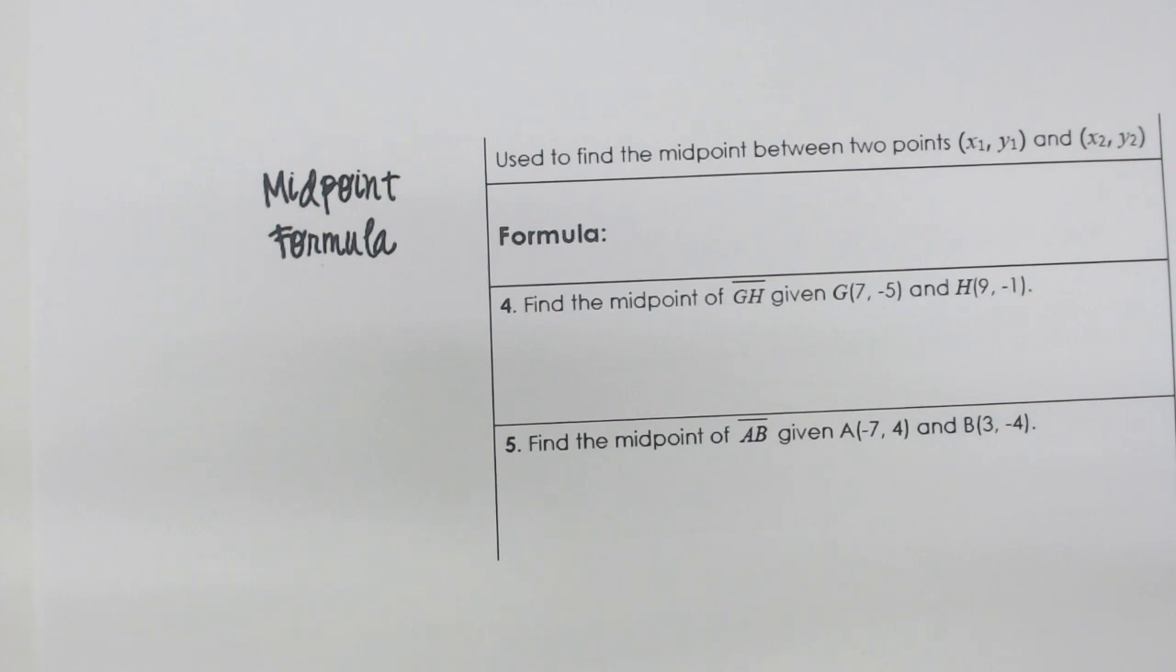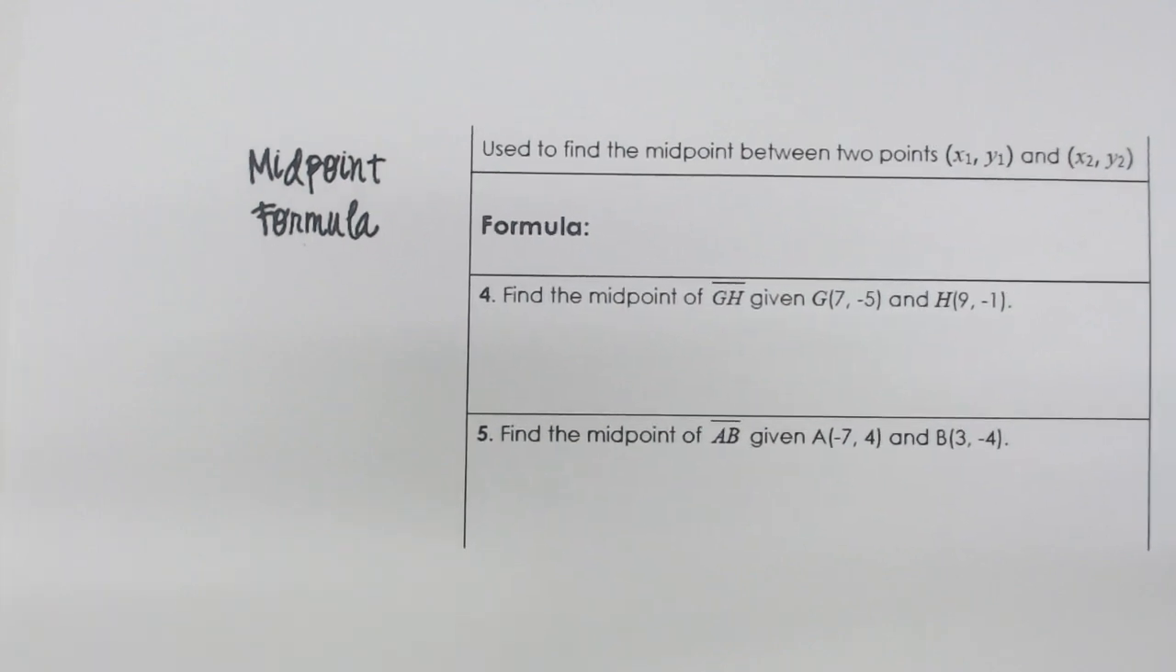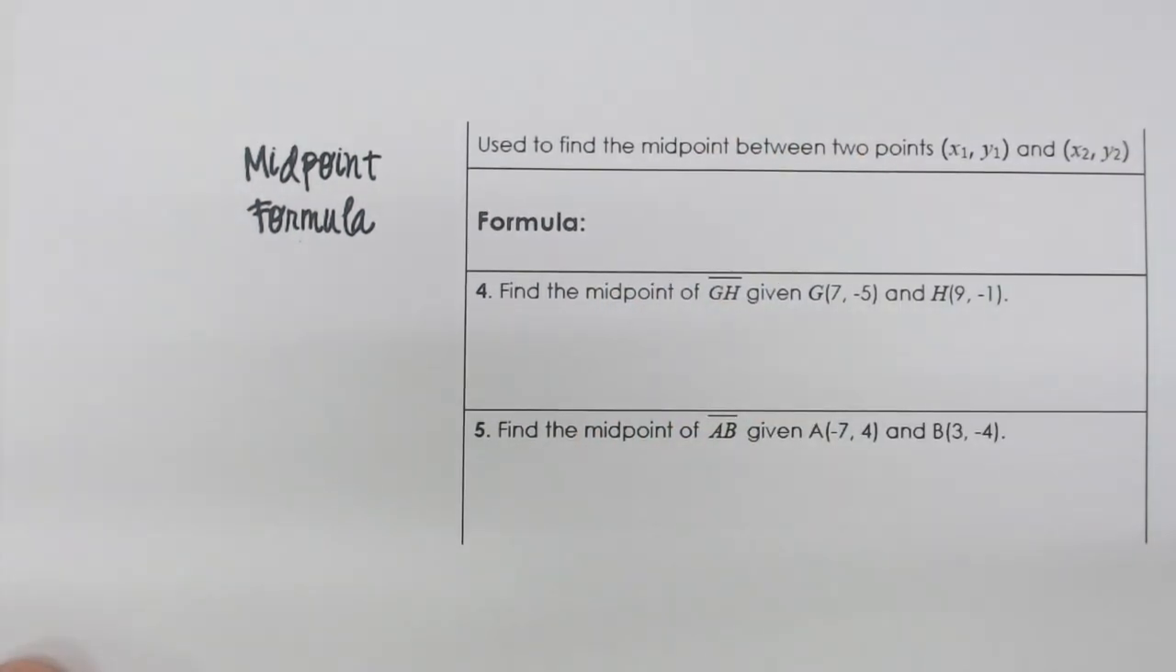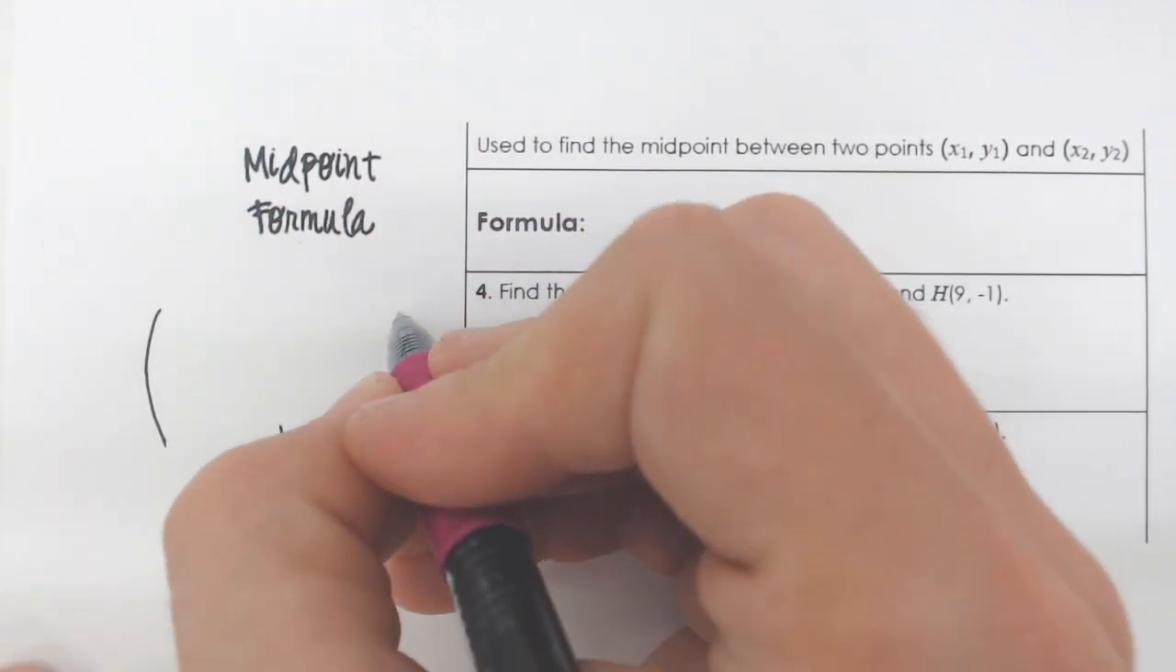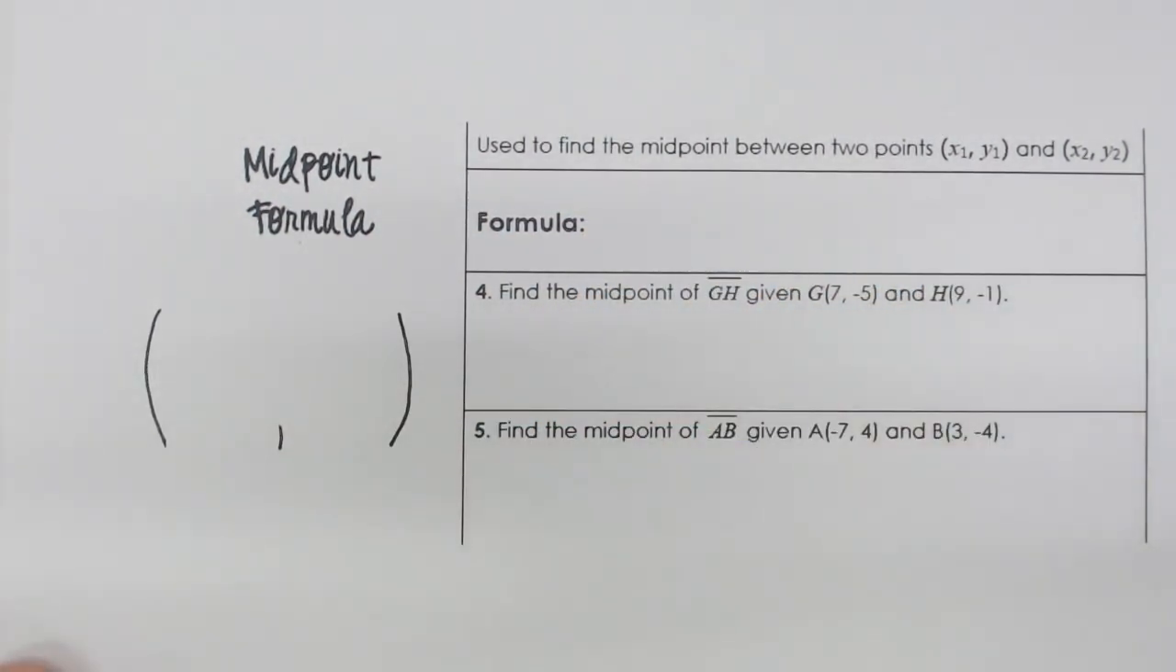Now the midpoint formula looks really big, but it is not big, okay? So don't panic when you see this thing. In fact, it's so big I'm going to write it over here, okay? The key to the midpoint formula is to realize that it is a point. So it is a formula for a point.